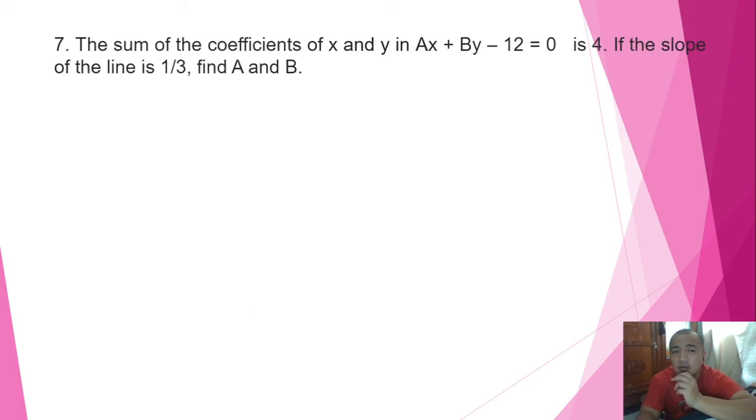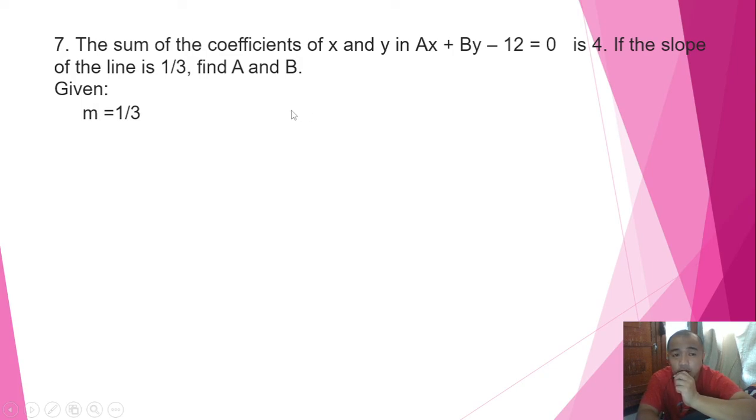I hope so. Another problem involving general form. The sum of the coefficients of x and y in ax plus by minus 12 equals 0 is 4. If the slope of the line is 1/3, find a and b. So it says here, if we add a and b in this equation, the sum is 4 and the slope is 1/3. Find the value of a and b. It could be 1 or 3. We don't know exactly the value of a and b. The sum should be 4 and the slope is positive 1/3.